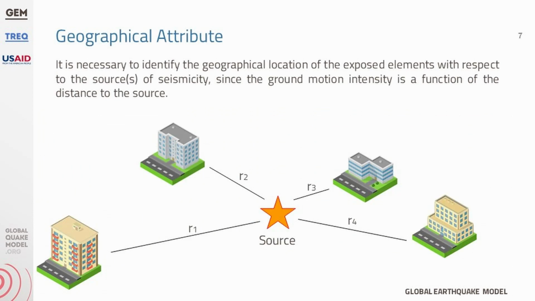First, we have the geographical and number attributes. It is necessary to define the number of elements and their geographical position in order to estimate their distance with respect to one or more sources of seismicity, as the ground shaking intensity is a function of this distance. As discussed previously, distance is a calculation parameter for ground motion models. We can expect elements close to the source to experience greater intensities than elements far from the source. The geographic attribute is considered essential since without this information, it is not possible to estimate the intensity of the ground shaking or the damage or loss that it may cause.